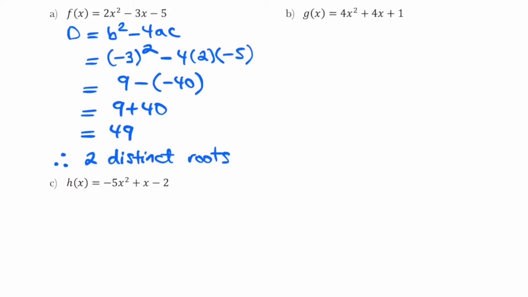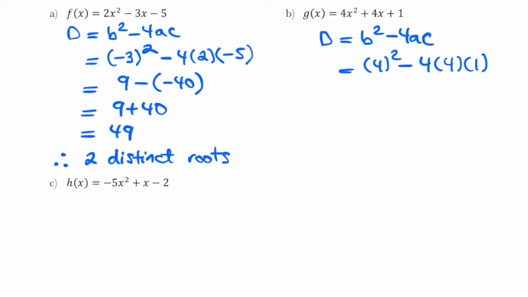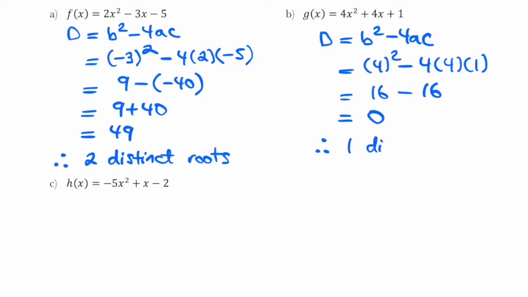Part B, we'll write out our discriminant once again. So that's b squared minus 4ac. B happens to be 4. And you're subtracting the product of 4 times 1. Simplifying this, we get 16, take away 16, and that simplifies to 0. Now our discriminant is 0, so that tells us that we have one distinct root.